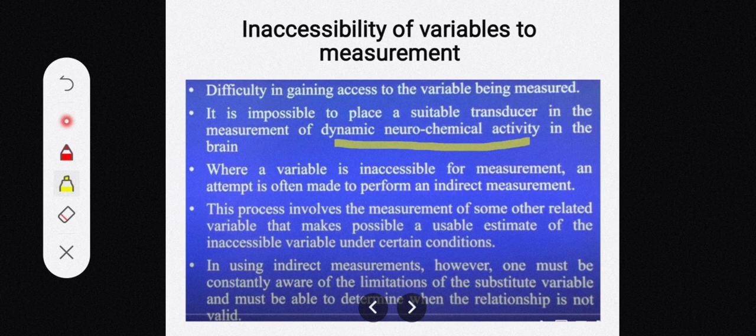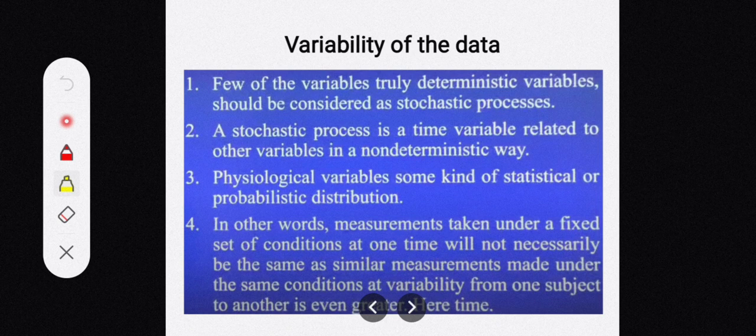The next problem is variability of data. Now, few of the variables that can be measured in the human body are truly deterministic variables. But most of the physiological variables can never be viewed as strictly deterministic variables.